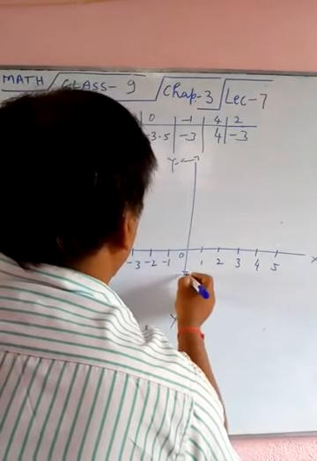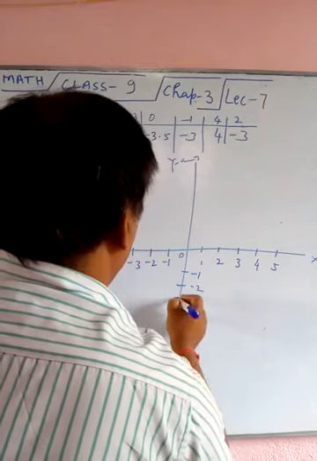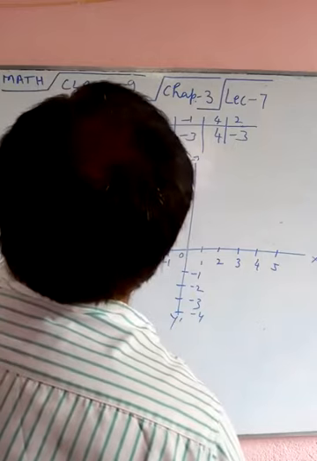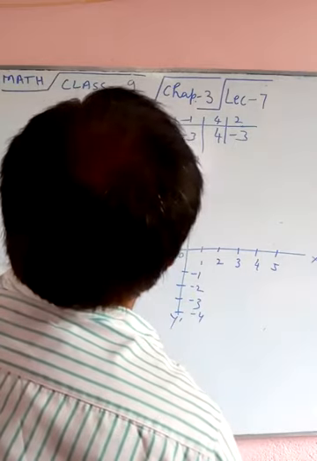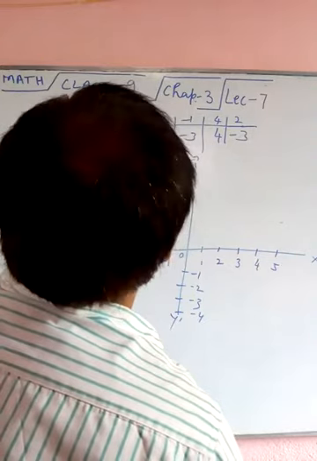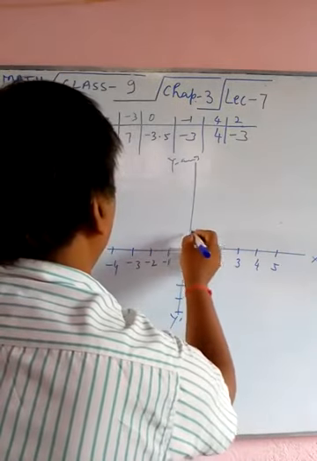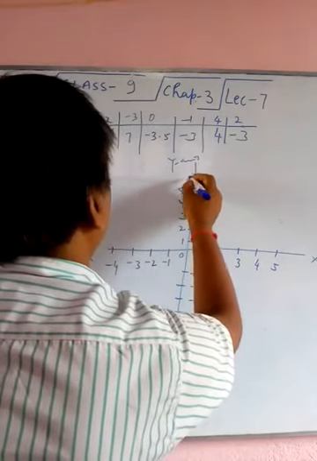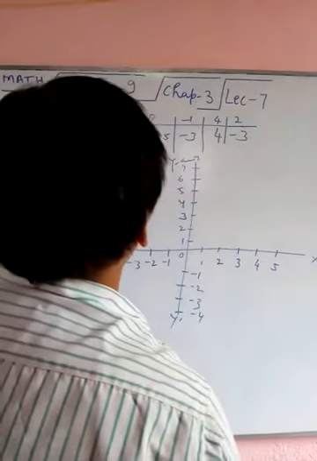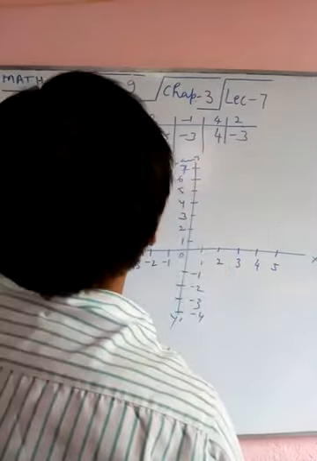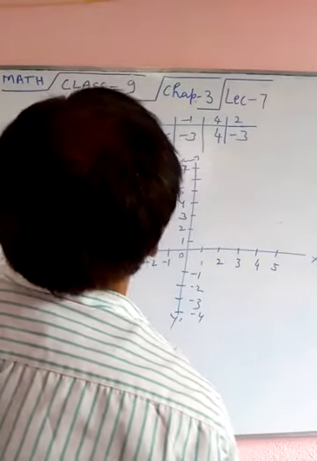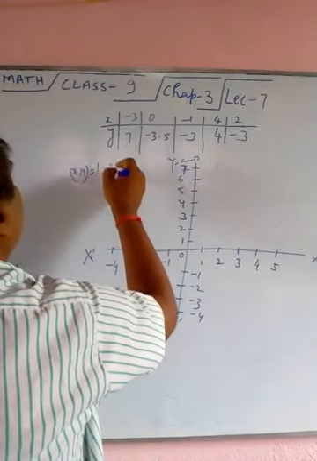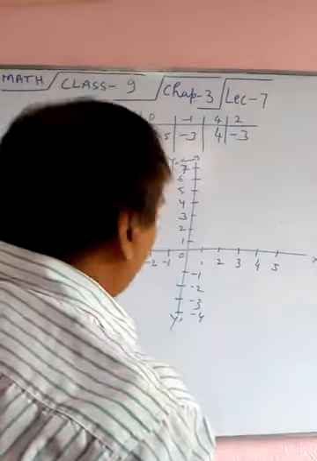Likewise here also -1, -2, -3 and -4. In the positive direction of the y-axis, 7 is the highest one. So we will put here 1, then 2, 3, 4, 5, 6, and here 7. So we have to plot first the ordered pair (x, y), and this is -3 and 7. So we can write here -3 and 7, and we have to plot.